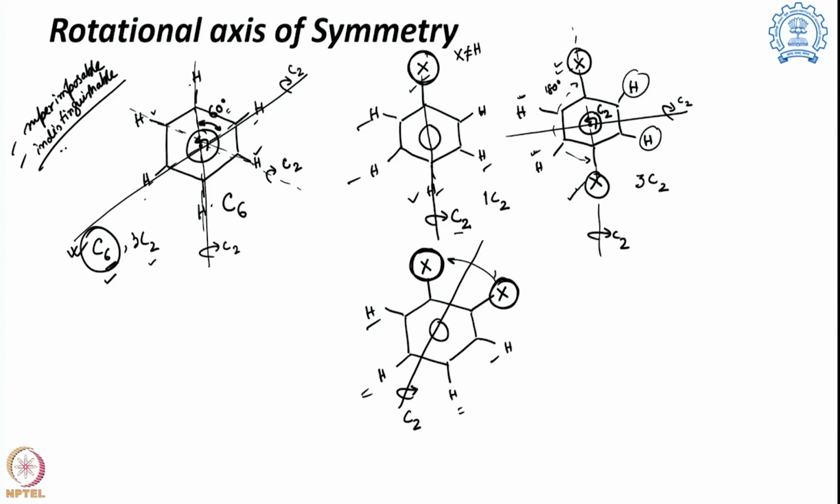over there, and we have found BF3 as a C3, unsubstituted benzene as a C6, whereas the substituted benzene ones are mostly lingering around the C2 axis of rotation. So with that we are going to move to the next, the reflection through a plane of symmetry.